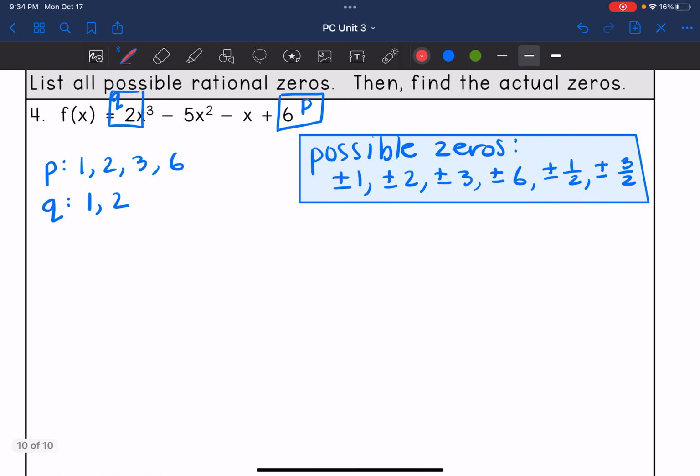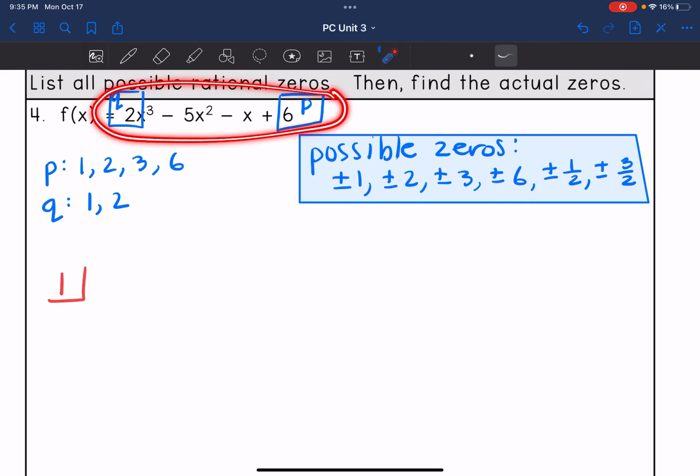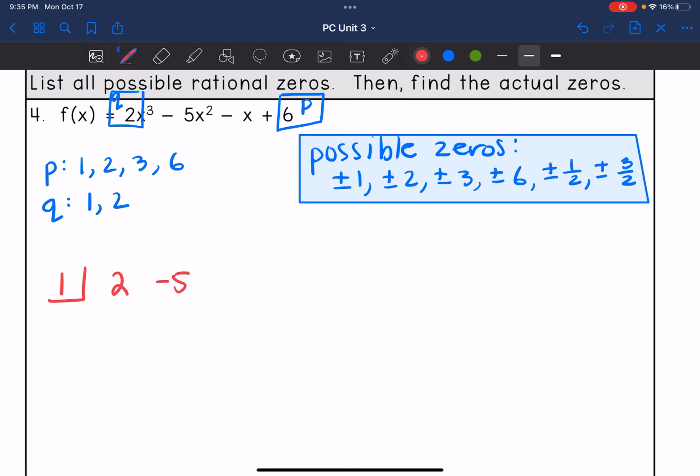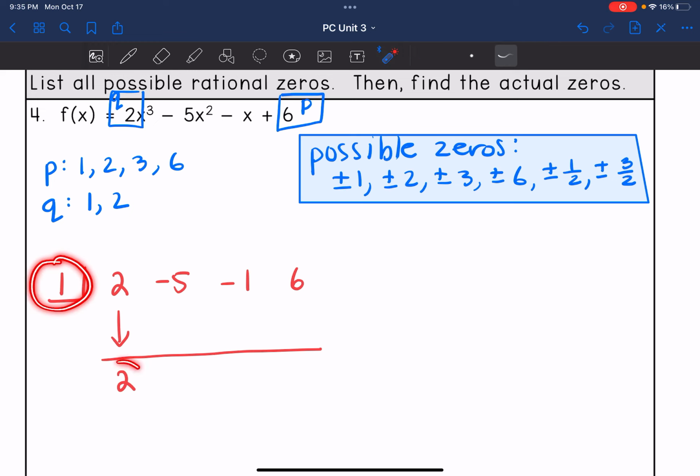Okay, so 1 in the box, and I'm dividing our original polynomial here. So I'm going to get the coefficients, 2, -5, -1, 6. Okay, and then we're going to do our synthetic division. So automatically, I bring that 2 down. Okay, then we're going to do some multiplying. 1 times 2 is 2. Then we add those numbers. -5 plus 2 is -3. And continue that until we run out of numbers.